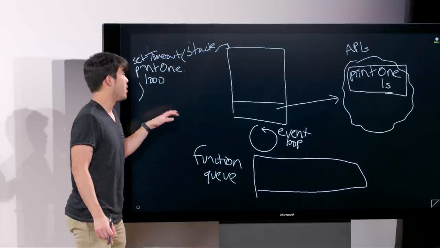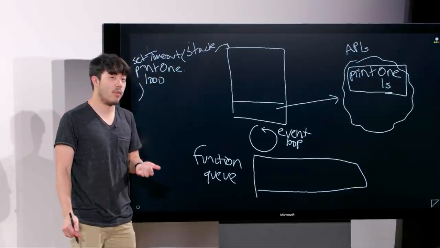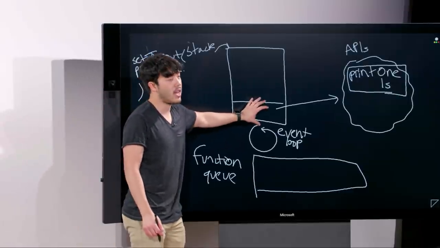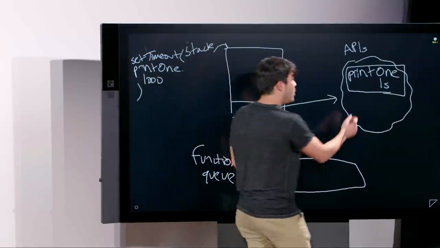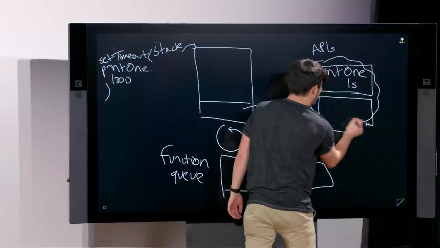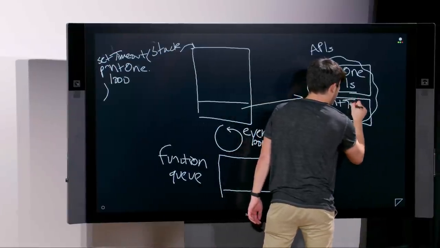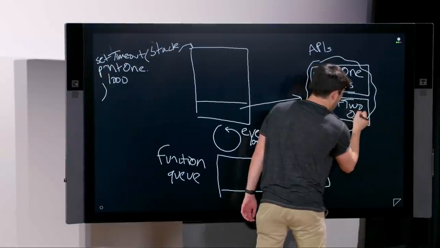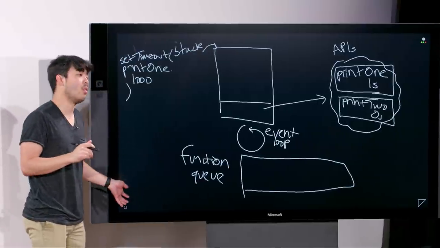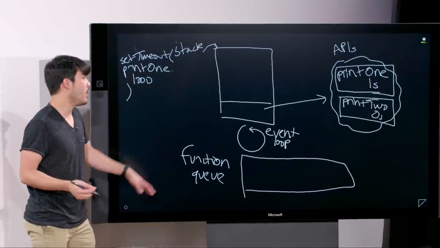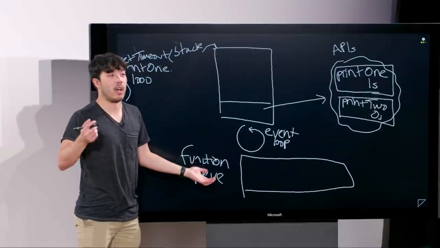I'm done. Next is set timeout of print 2 for 0 seconds, which gets thrown on here, that gets evaluated, and that's handled by the browser as well, since it's a set timeout call. And so this gets print 2 with a timeout of 0 seconds. And then the next line of code in the file was print 3, which immediately gets tossed on the stack, and it console.logs 3.